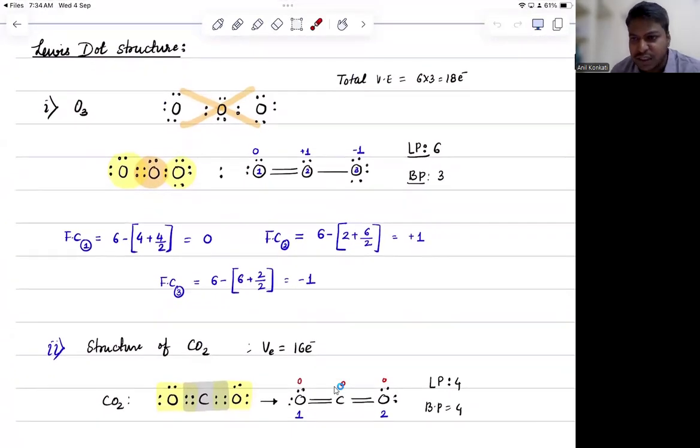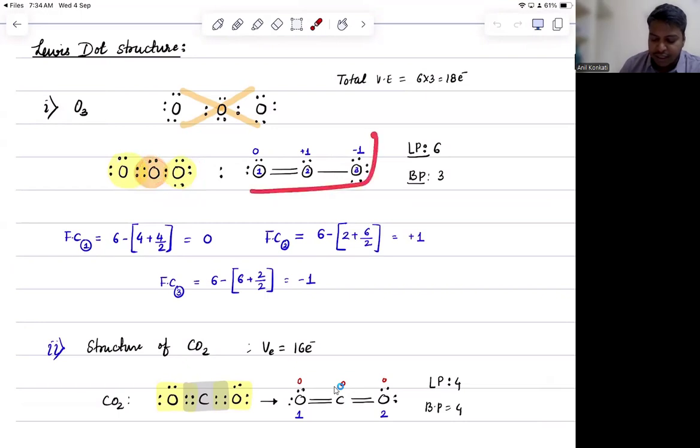So we will draw some structures and see how to calculate the formal charge. O3, for example: the total valence electrons are 18, with each oxygen contributing 6 electrons. Which means I need to complete the octet of each and every oxygen here. So for that, I need to take two bond pairs here and one pair of electrons from this oxygen. So that completes the octet of this one, and that completes the octet of this one.